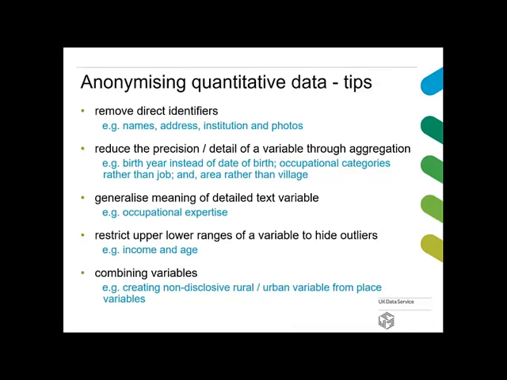We can also generalize the meaning of a detailed text variable, and we can restrict upper and lower ranges of variables to hide outliers. When we think of income or age, if we looked within a certain area, we may find that there are only a very few people that are over £150,000, so they may be able to be identified. If we restrict that to above 100, that may make it easier to hide those outliers and make it more difficult to identify them. And we can also look to combine variables as well.